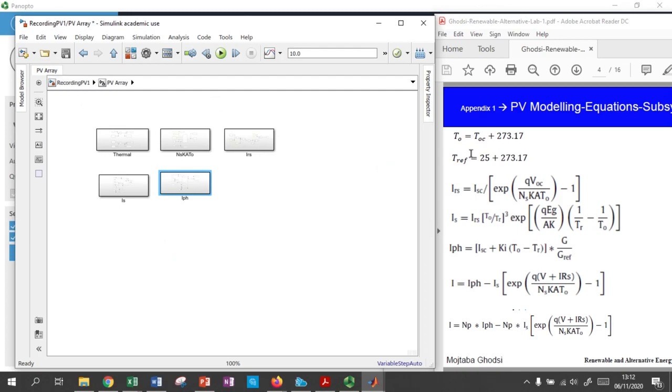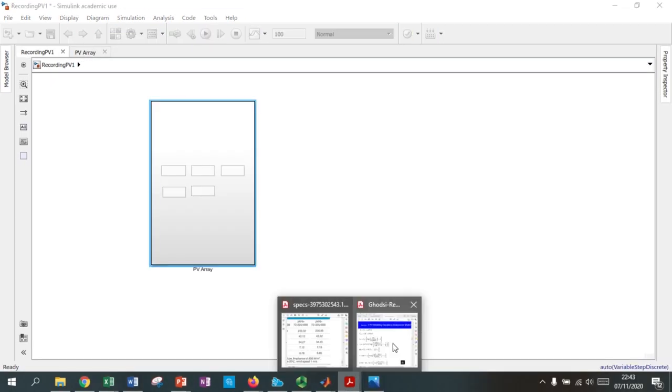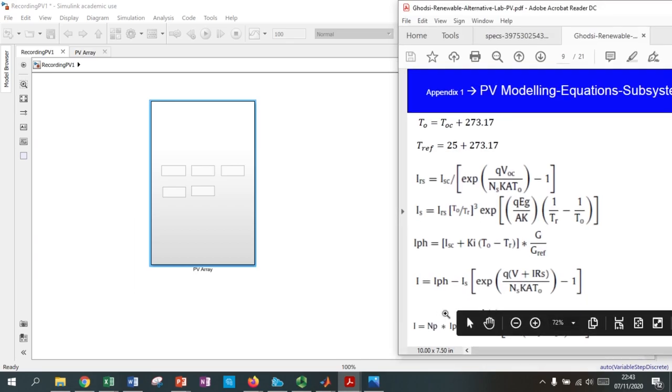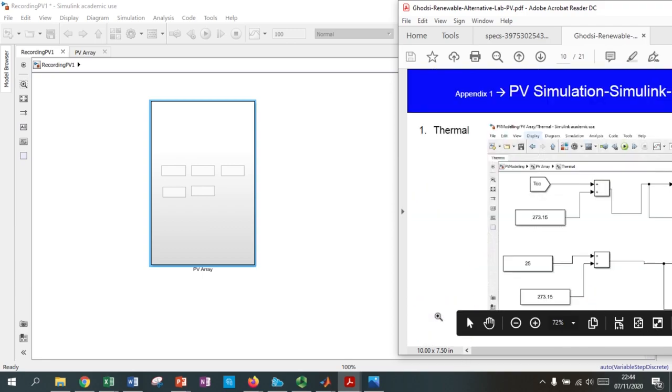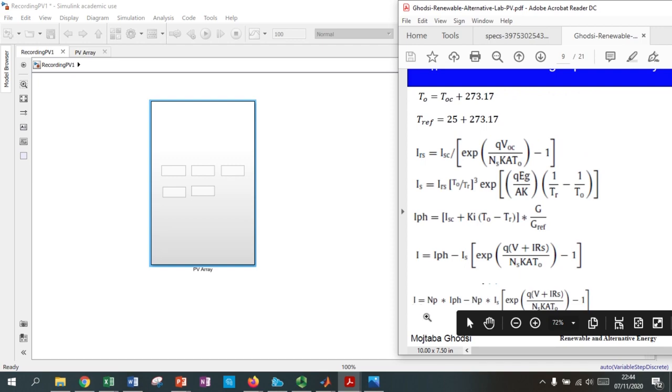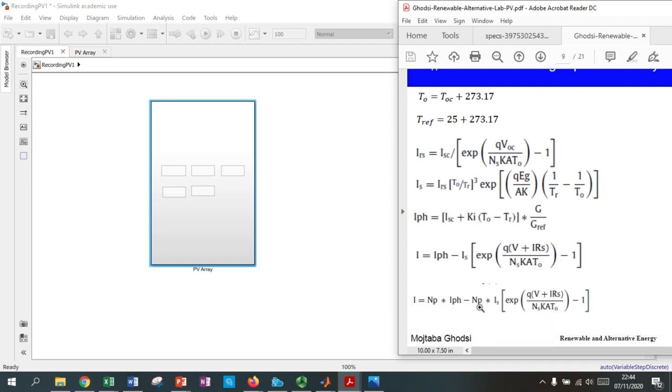Right now, you can find here the thermal part. The IRS is made by the NS, K0, T0 and IRS. IS is made here and IPH is also made here. All of them are available. The next one is making I. Now it's time to make I. As you can find here, I can be easily generated by these equations, which are written at the bottom side. I is equal to NP times IPH minus NP times IS times this bracket.